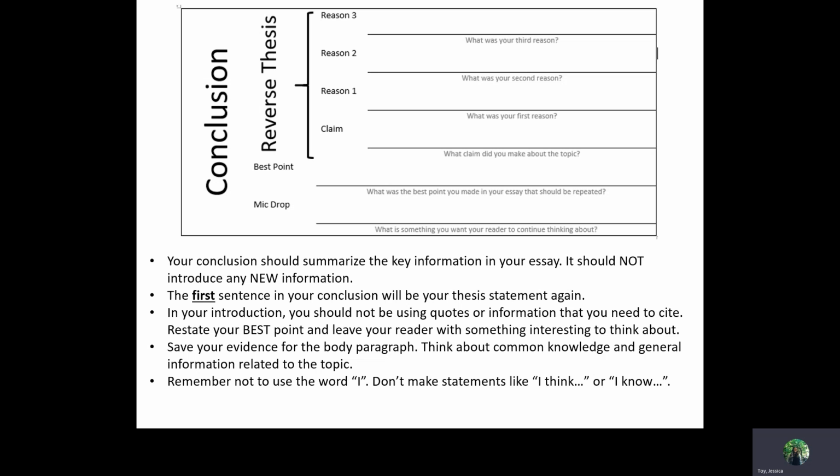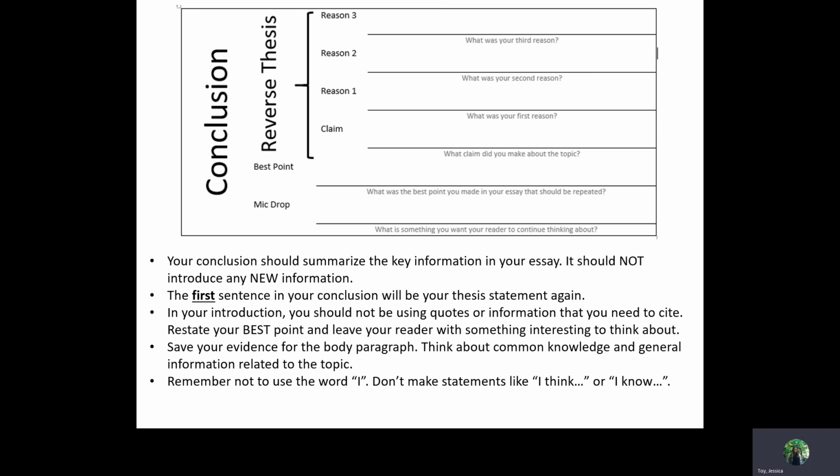And finally, the conclusion. So your conclusion should summarize the key information in your essay. You should not introduce any new information in your conclusion. It is there to summarize what you have already said. If you find something you want to say that you have not already said, put it somewhere else in your essay. Okay, the conclusion is like a recap. It's restating things that you have already said.